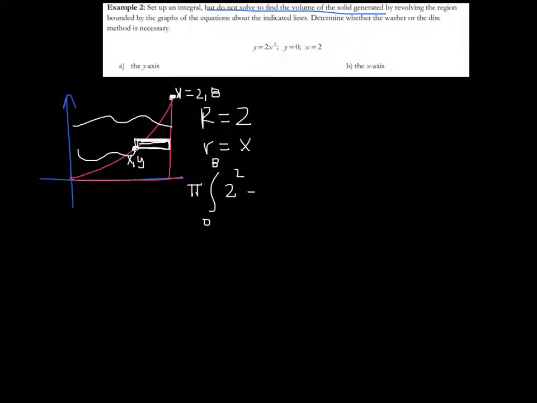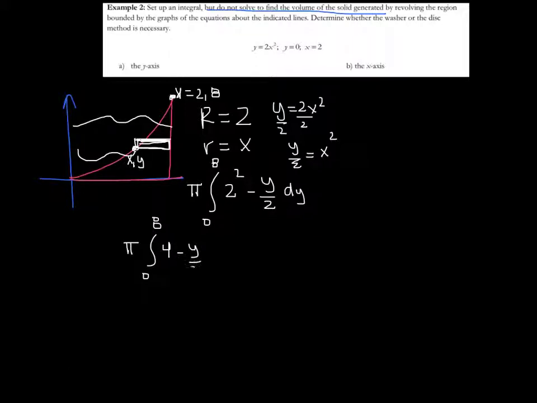So we have to solve this for x. So y equals 2x squared, divide by 2, and then we get y over 2 equals x squared. Now, we could solve it for x and take the square root of both sides, but keep in mind, what are we getting ready to do with little r? We're getting ready to square it, so it would end up as x squared anyway. So we can just say y over 2 dy, and to make it look a little bit nicer, we'll say pi, integral from 0 to 8, 4 minus y over 2 dy, and that's all we need to do for this problem because it says set it up, but do not evaluate.